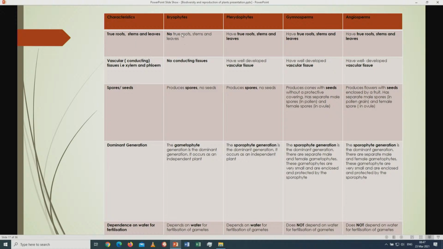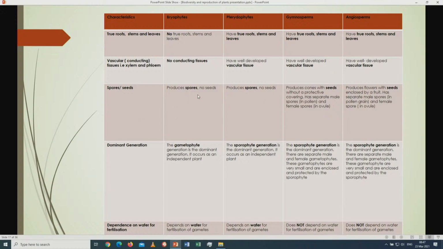So now when we go to the bryophytes, they don't have true roots, stems, and leaves. Pteridophytes, they have true roots, stems, and leaves. Gymnosperms, they have true roots, stems, and leaves. Angiosperms, true roots, stems, and leaves. Coming to the vascular tissue, xylem and phloem. Bryophytes, no xylem, no phloem. Pteridophytes, vascular tissue is present, xylem and phloem. Gymnosperm, vascular tissue is present. Vascular tissue in angiosperms is present.